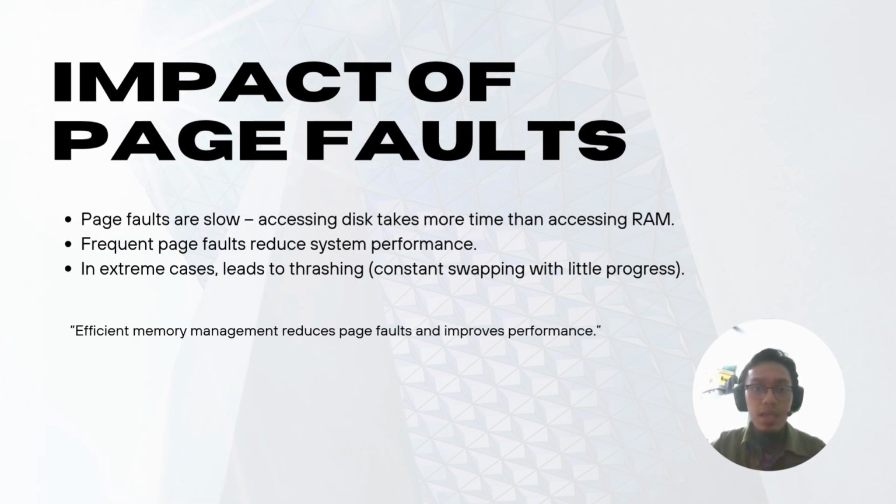So, what's the big deal about page faults? Well, they're slow. Accessing the hard disk or even SSD is much slower than accessing RAM. When page faults happen frequently, it can seriously degrade the system performance. In severe cases, the system may spend more time swapping pages in and out of memory than actually running processes. This condition is called thrashing. To reduce page faults, systems use techniques like better page replacement algorithms, increasing physical memory, or using TLBs to speed up address translation.